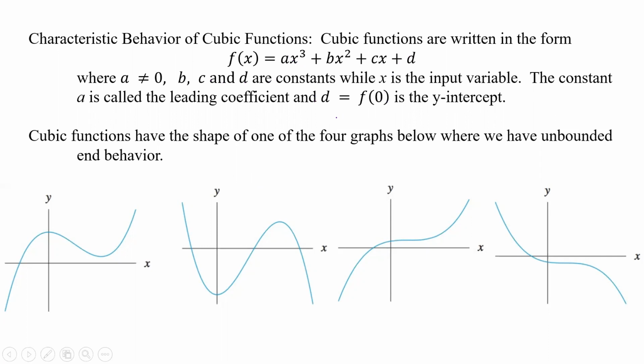Now, cubic functions have one of four shapes, and I've noticed they're all unbounded. So as you go to negative infinity or to positive infinity, they just keep going up or down all the way, depending on which one you have.